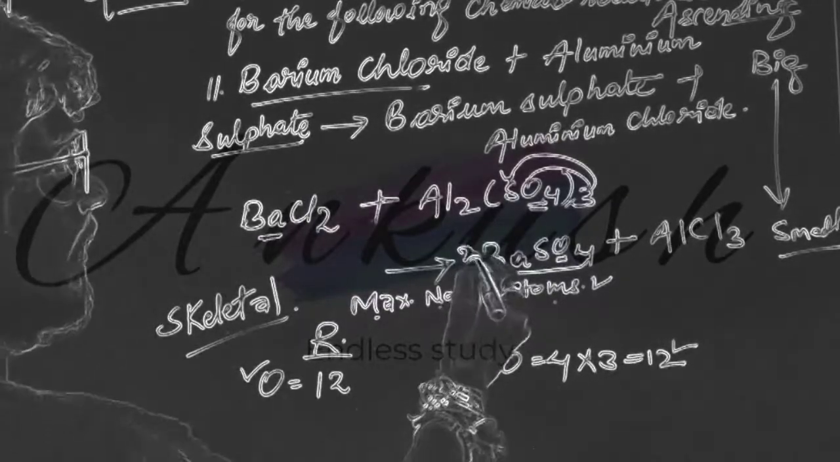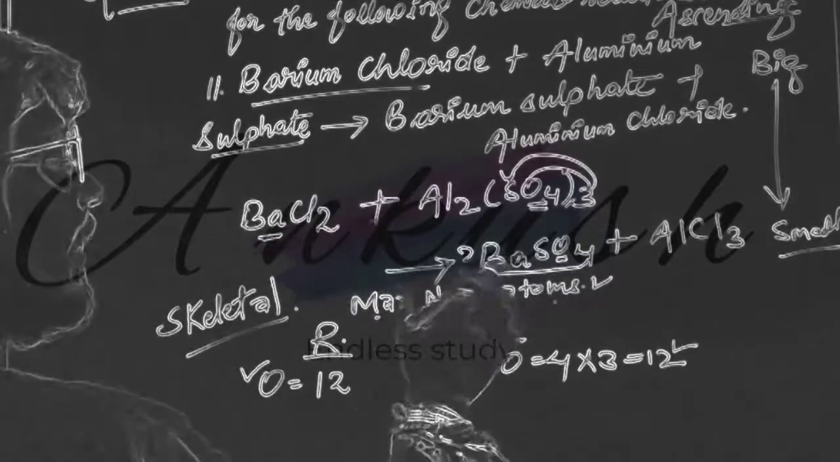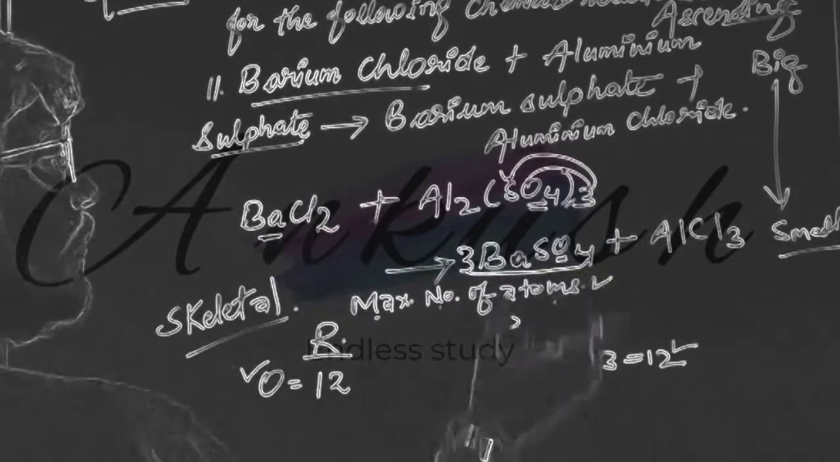As I told you, when you write any number here, it gets multiplied to each element of the compound.